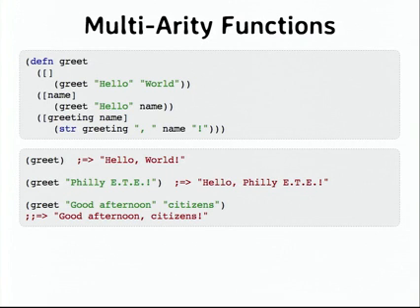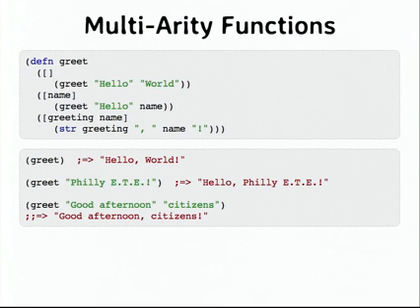Now remember, Clojure is dynamically typed, so we cannot, at least in the direct way, have the same function overloaded on different types of arguments. There are actually mechanisms to do that, but it's not the default. But we can overload functions on arity, on the number of arguments that they take.